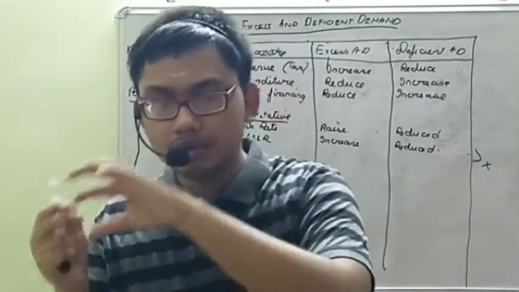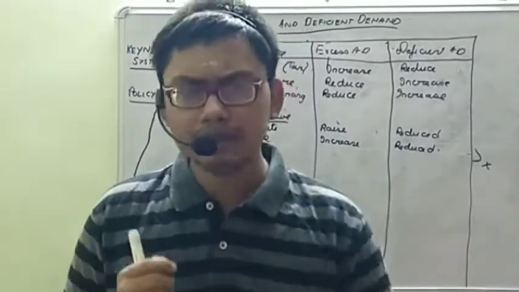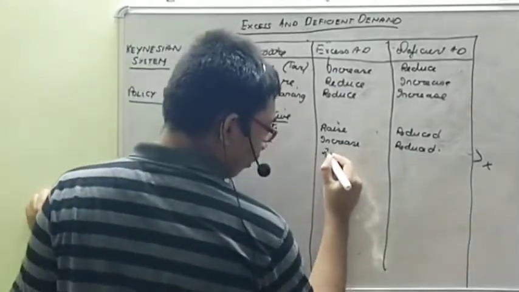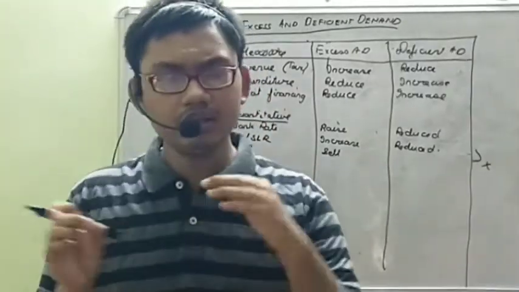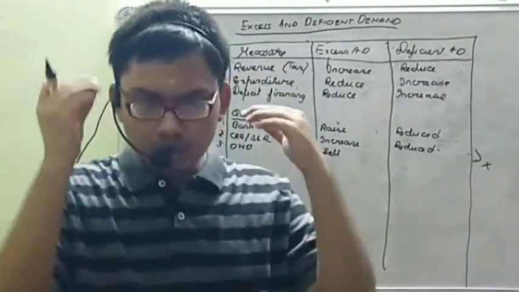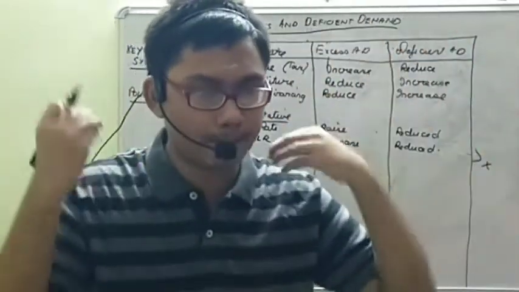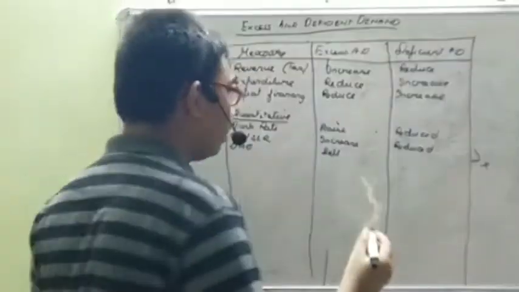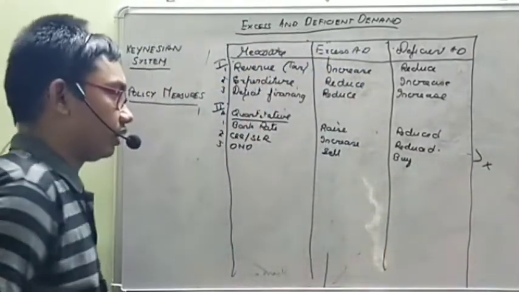Then what will happen? The commercial banks will have to give money, no? So their capacity to lend will go down. So in case of excess demand, the RBI will sell securities. However, in case of deficient demand, the central bank will buy securities. So it will give money to the economy, the commercial banks or the public. They in turn can use this and they can demand more. So in case of deficient demand, the central bank will buy securities.